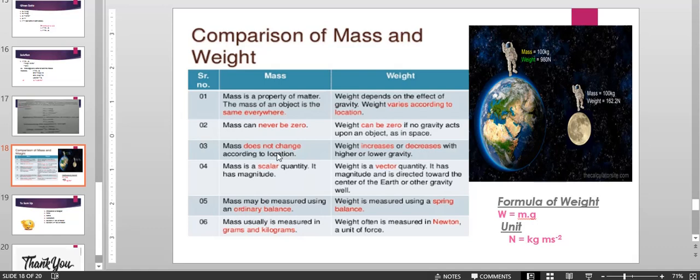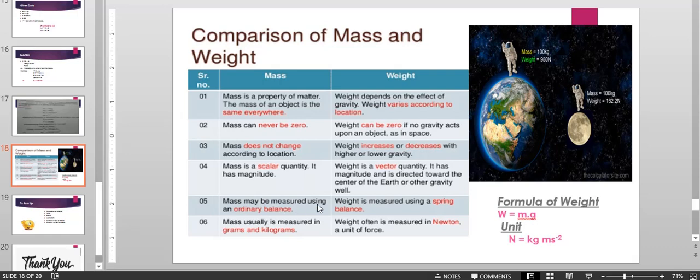The third difference is that mass does not change according to location, whereas weight increases or decreases with higher or lower gravity. For example, your weight will be different on plain areas and on higher places, for example on a mountain. Fourth, mass is a scalar quantity, it has magnitude, and weight is a vector quantity. It has magnitude and is directed towards the center of the earth or other gravity well.